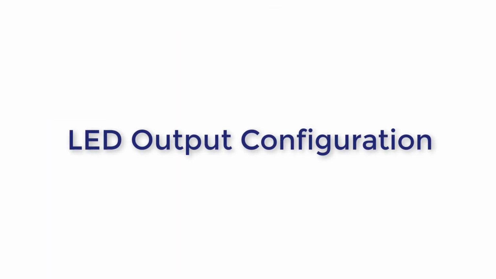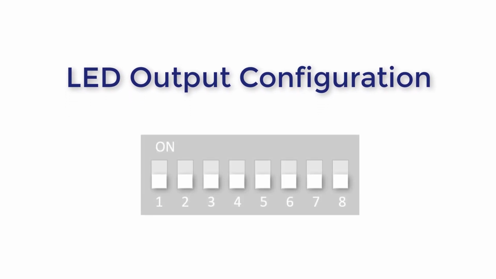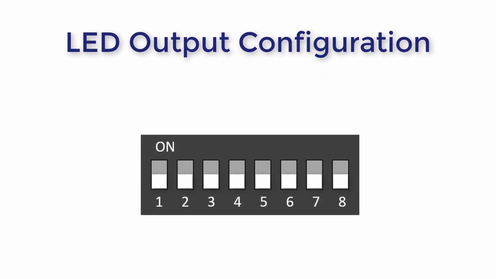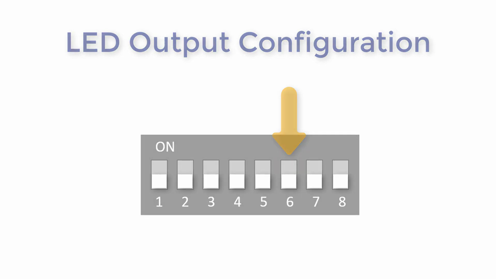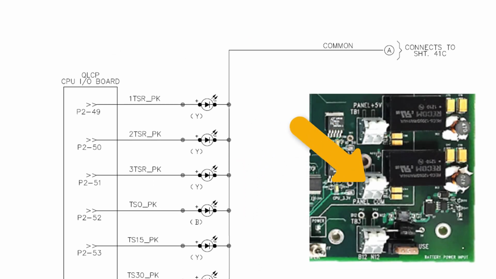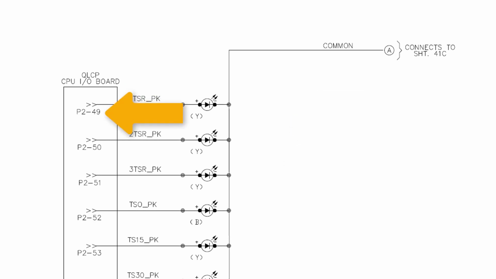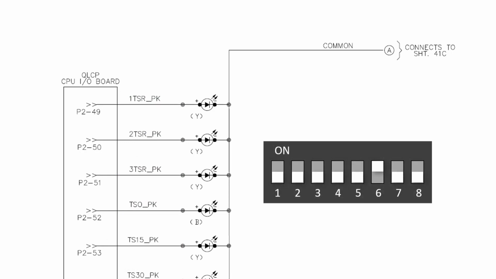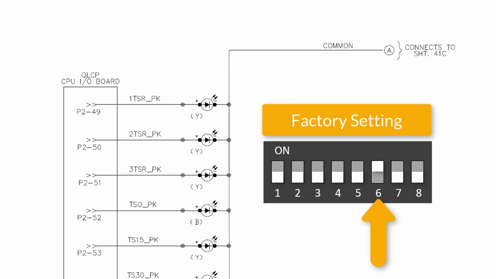Now let's configure the LED outputs. LED outputs are configured using switch number 6 of the system configuration dip switch. Typically, all the LED cathodes are connected together to the panel COM connector TB2. The anode of each LED is wired to an LED output. For this LED configuration, dip switch 6 must be in the on position. This is the factory setting.